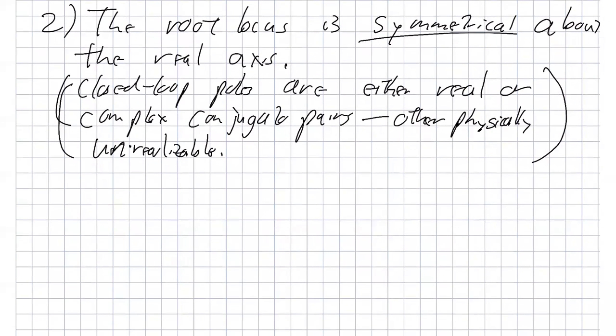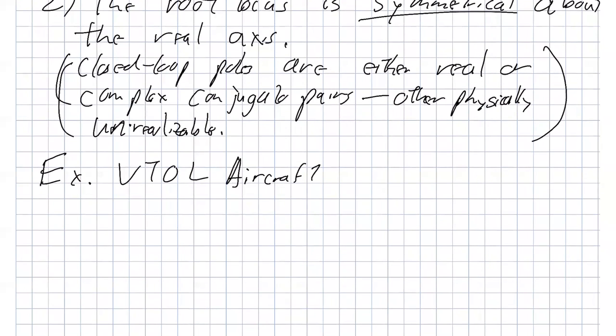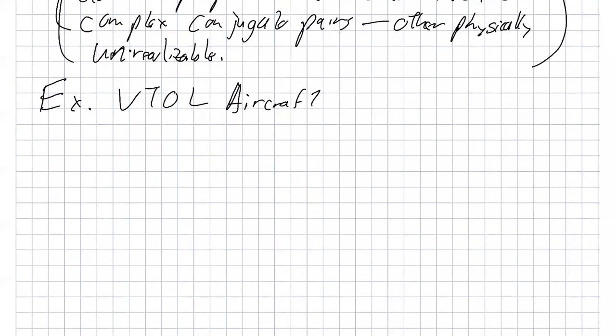So let's look at an example here. This is a vertical takeoff and landing aircraft. There are a lot of control systems on a vertical takeoff and landing aircraft, but we're just going to look at the elevation as we're taking off. So our control system looks like this. I've got R of S, that's my desired height.